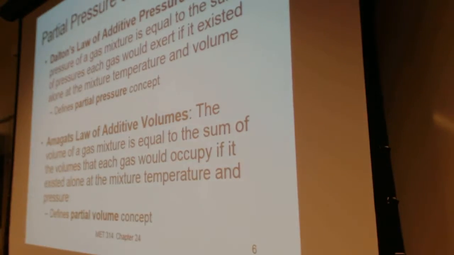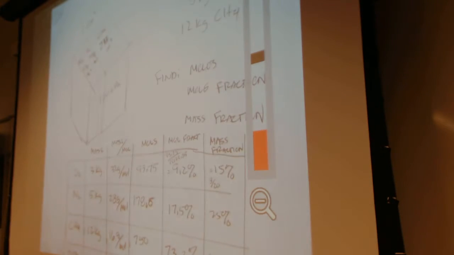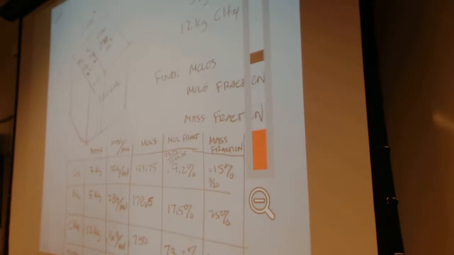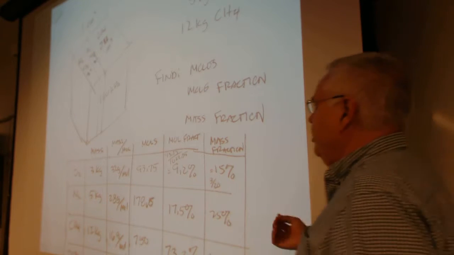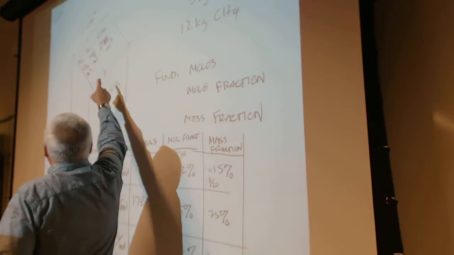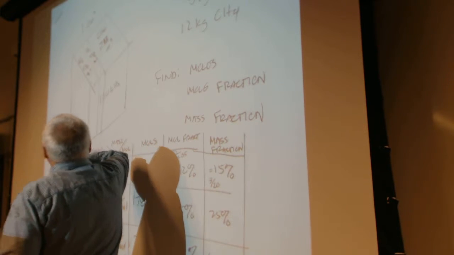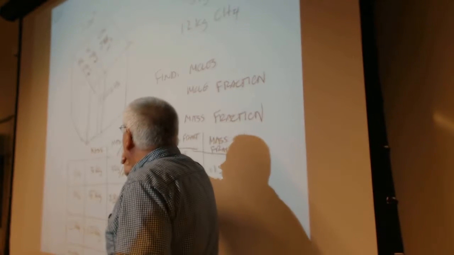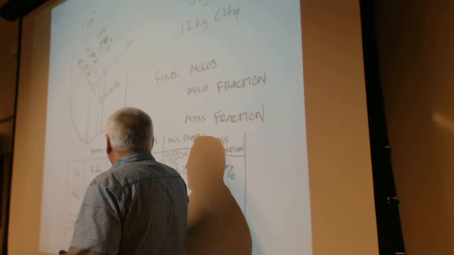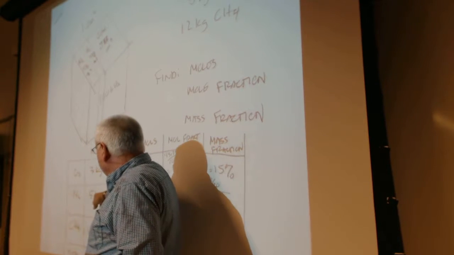Let me use my illustration here. If you have a 1 cubic meter box at atmospheric pressure, 100 kilopascals, and it has a mixture of nitrogen and oxygen and methane in this case, in the example. And they gave us how many kilograms of each there were.